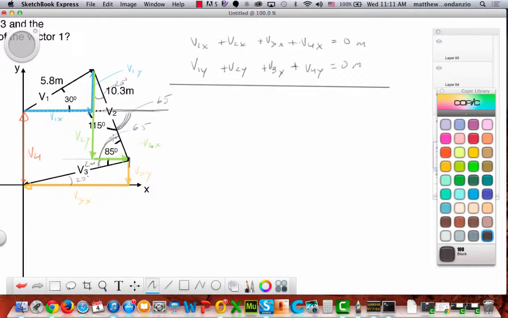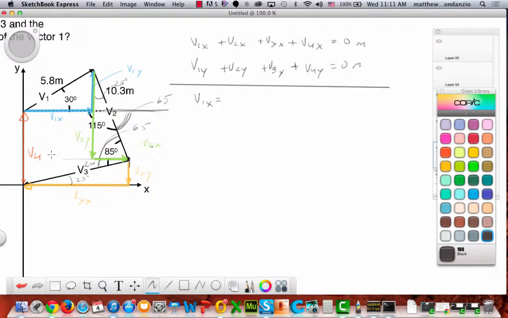Okay, so now I can figure out these lengths, can't I? All these different lengths, right? Okay, so let's figure this out. How do I figure out v1x? What's v1x? v1x is equal to what? Let's do the quick piece here.